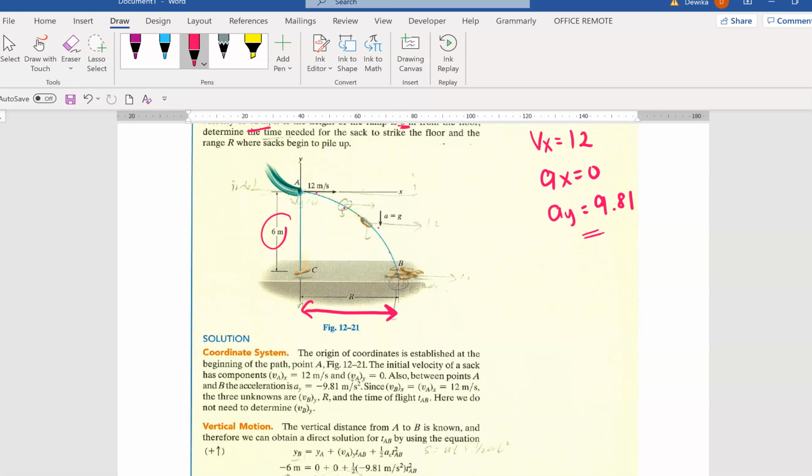Okay, let's look at how to solve this question. The origin of the coordinates is established at the beginning of the path. The initial velocity of the sack is VAX 12. So VAY is how much? At this point, the initial y, yeah, we call this VAX because this part is A. So VAY is actually 0, because it's only having horizontal component here.